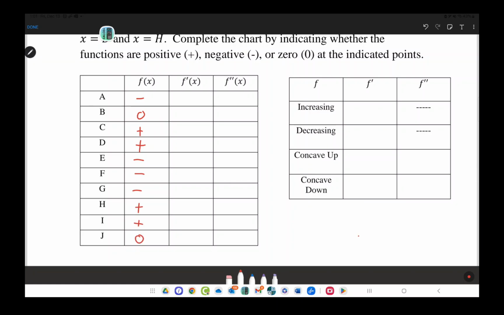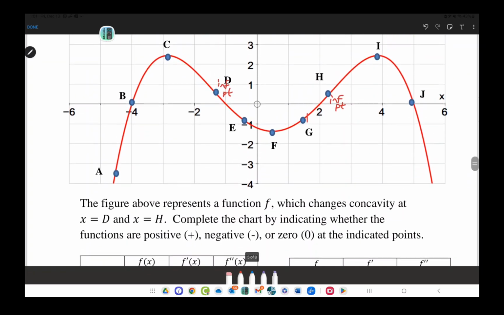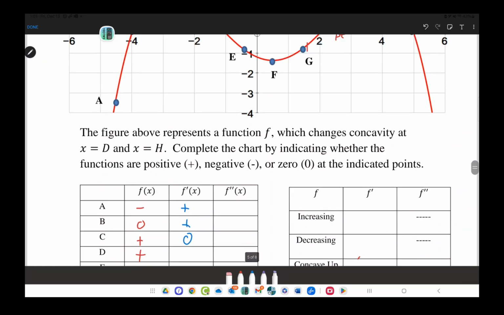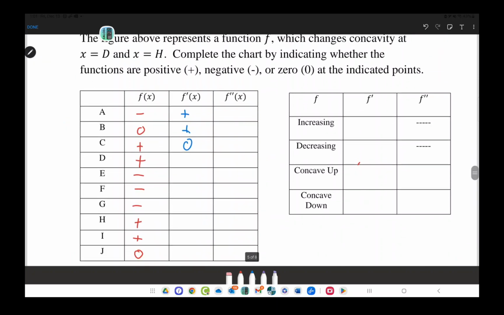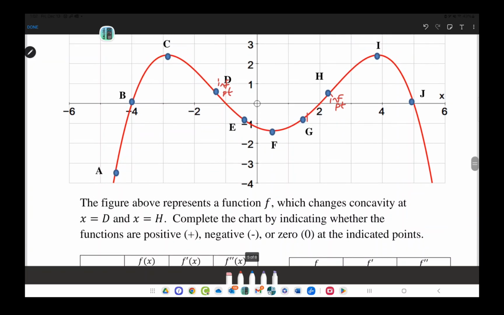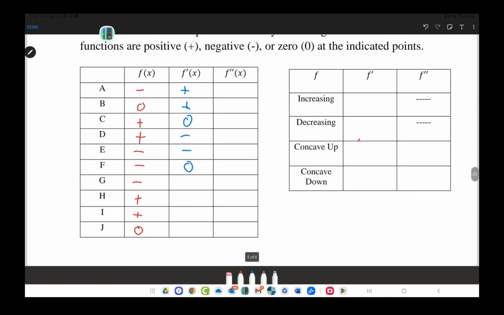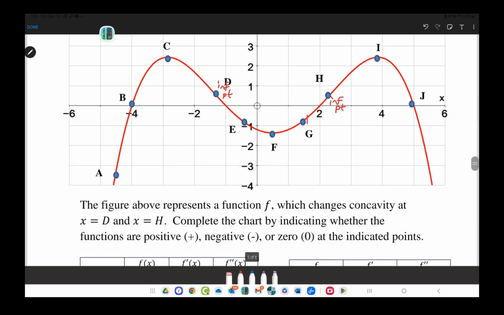All right. So for the derivative, A and B are positive, C is 0. D and E are negative, F is 0. G, H are positive, I is 0. And then J would be negative.